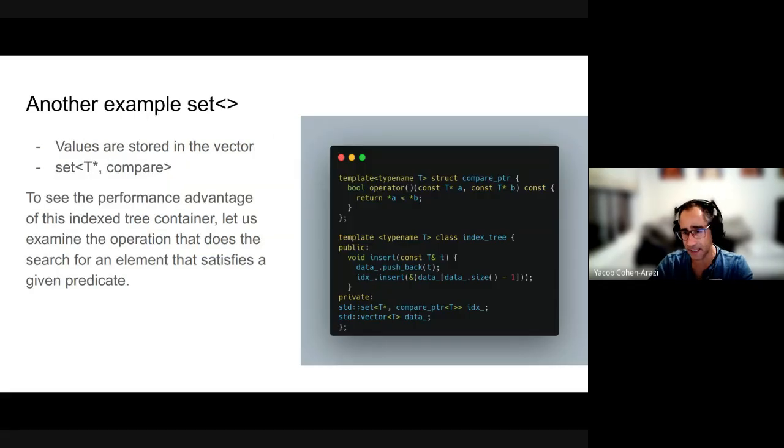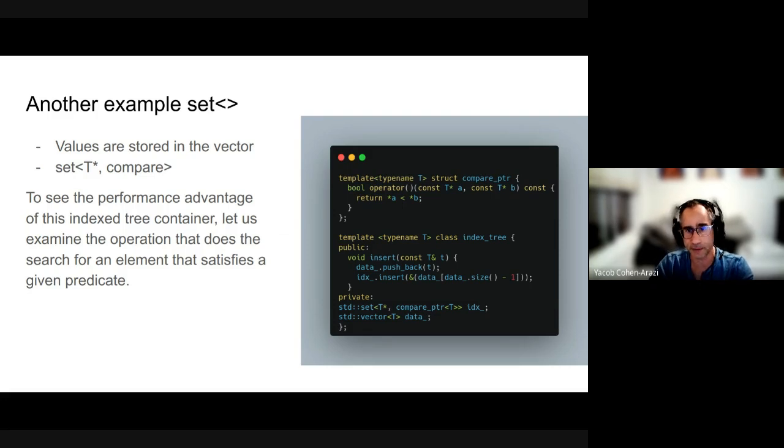And by the way, the C++ code was fast, at least as fast as the C code, if not faster. Okay, here's another example. This example is talking about a set of T pointers and some compare function, and I have values stored in a container, a vector in this case.